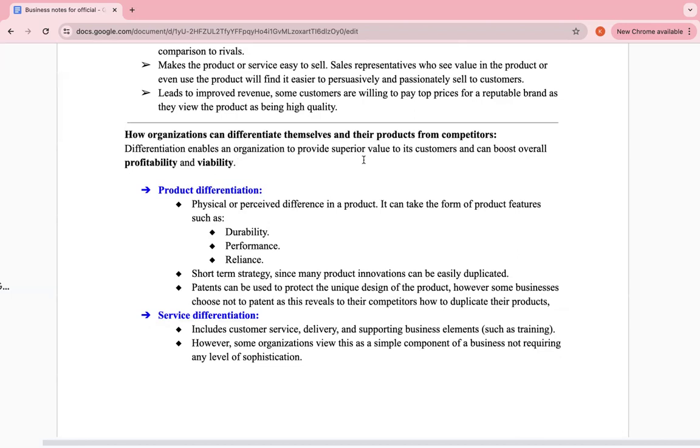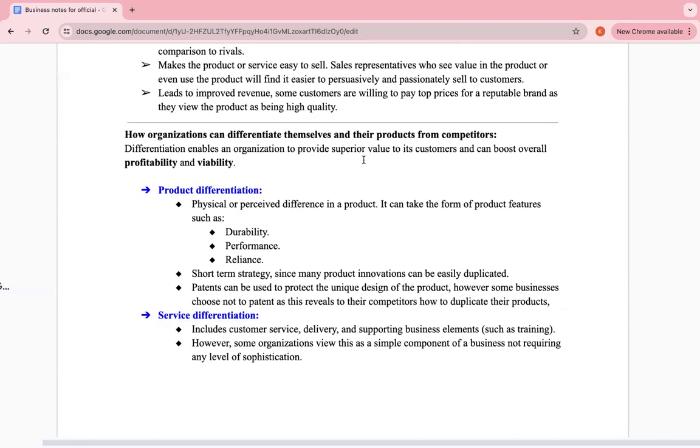So product differentiation, what is it? It's a short-term strategy since many product innovations can be easily duplicated. Okay, so basically, the competitor can see that this business has done that, and be like, oh, okay, we can just add that feature. It's not that hard. It's really dependent on the context, so keep that in mind.